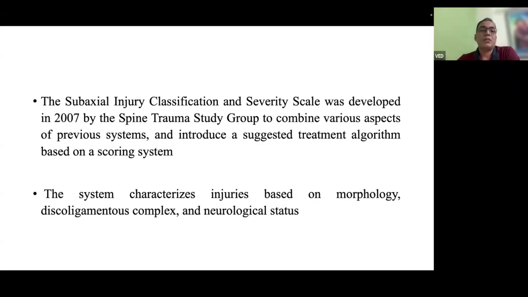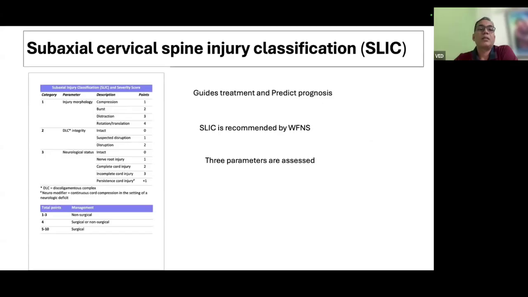The Subaxial Injury Classification and severity scale was developed in 2007 by the Spine Trauma Study Group to combine the various aspects discussed earlier from previous systems and introduce a suggested treatment algorithm based on the scoring system, because it is a diagnostic as well as a prognostic scoring system. This system characterizes injury based on the morphology of the injury, the discoligamentous complex, which is reviewed on radiology, and neurological status, which is assessed clinically. These are the standard components of the subaxial cervical spine injury classification. It guides the treatment and predicts the prognosis.